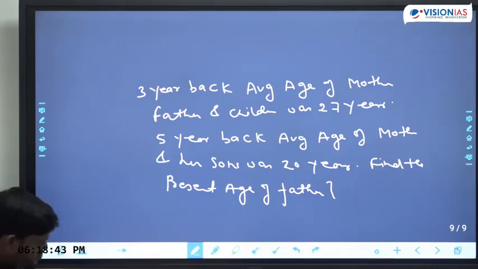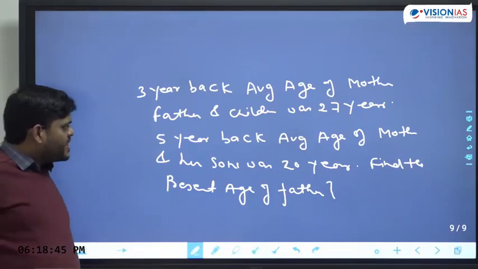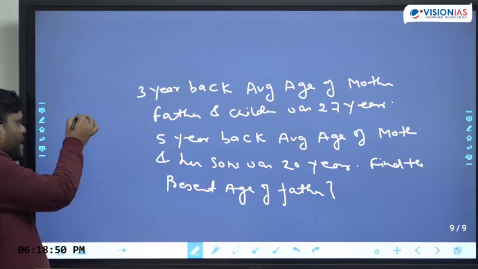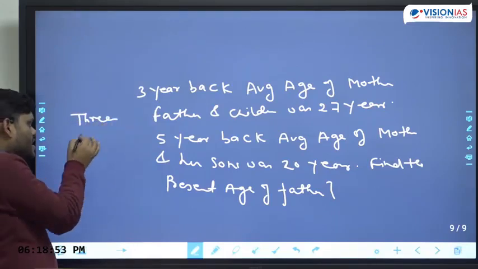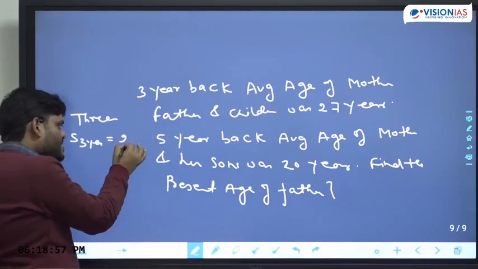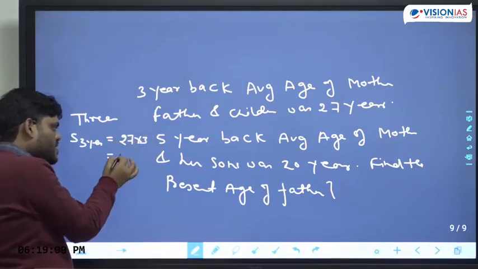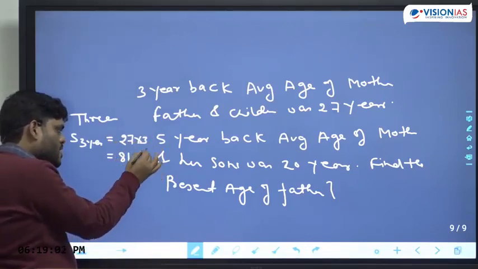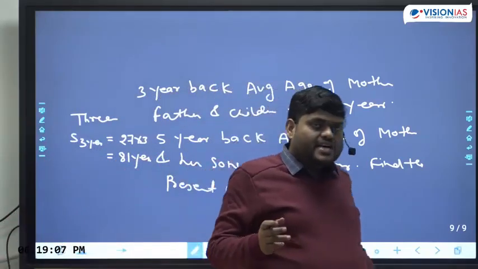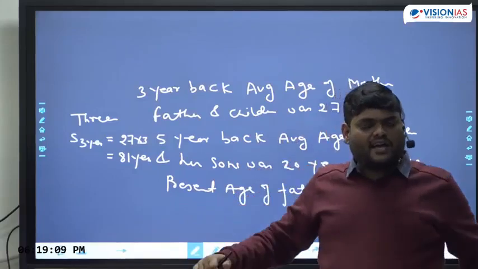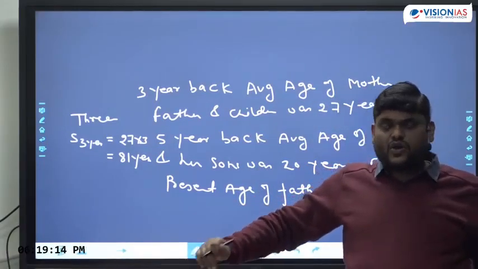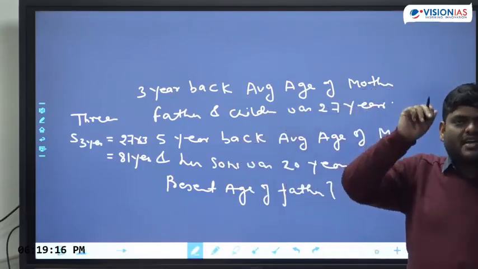Okay, let's solve this question, first with the traditional approach. So what is the age 3 years back? 3 years back, the sum was average into number of persons. This is 81 years, but this is the case 3 years back. Suppose 3 persons had an average age of 27 three years back. So what is their present age? Everybody's age will increase by 3 years or not?